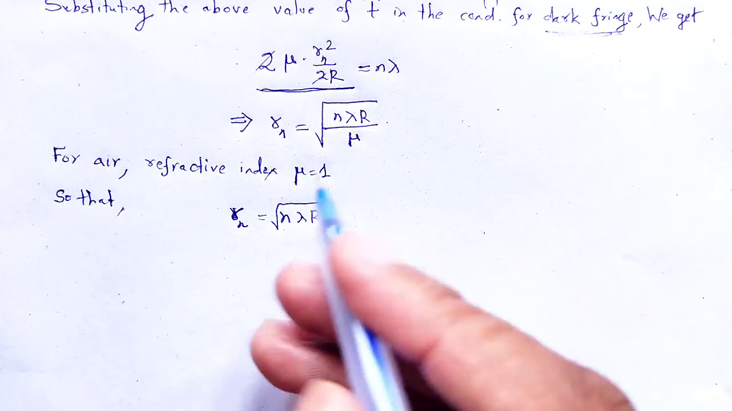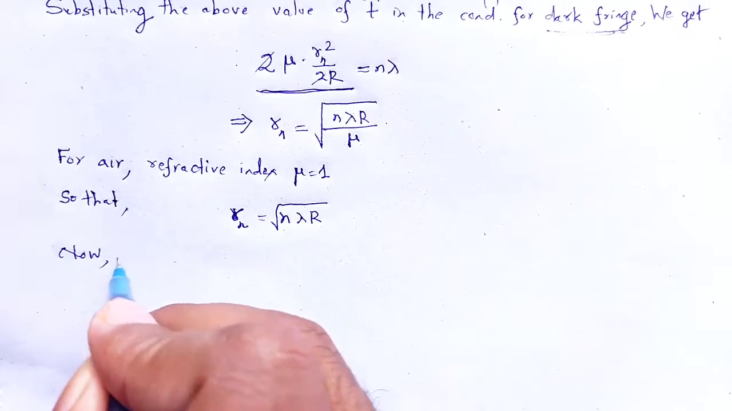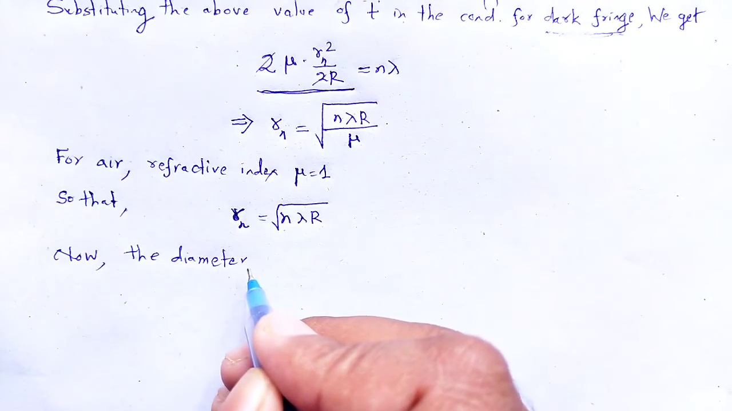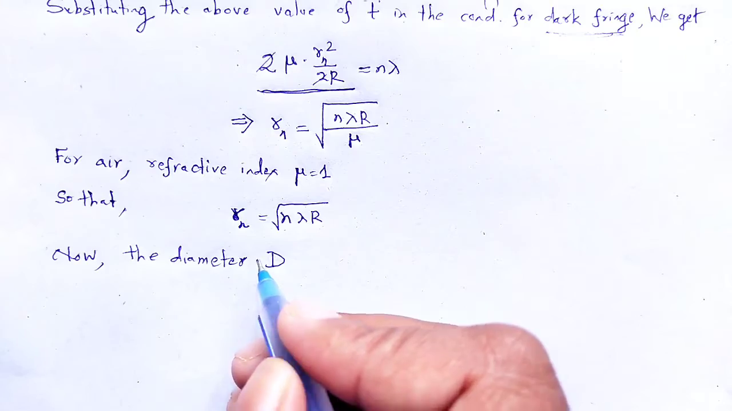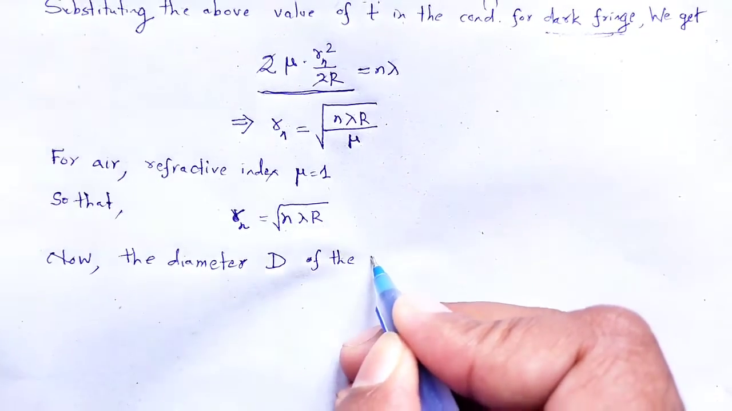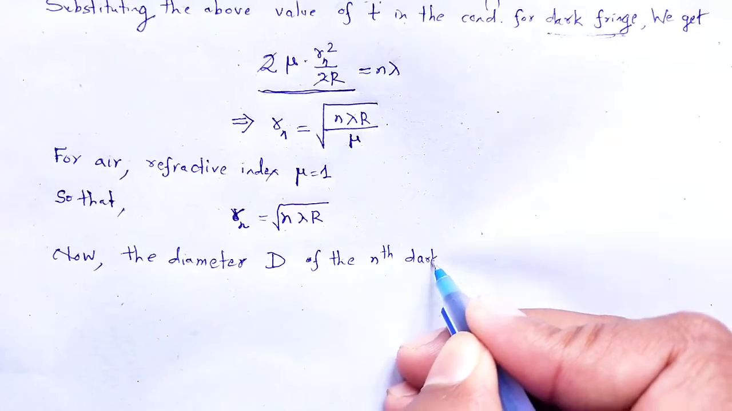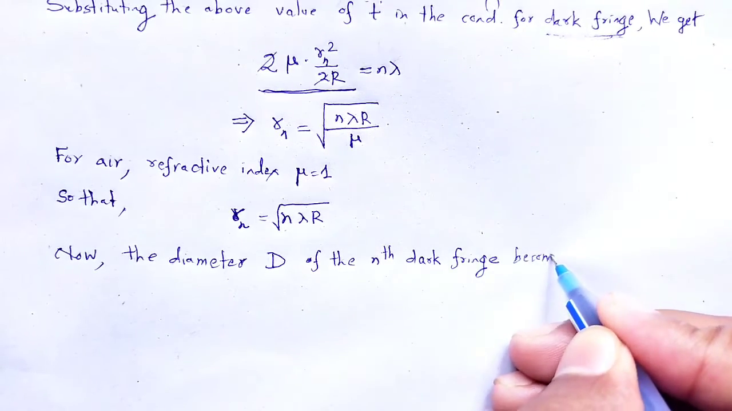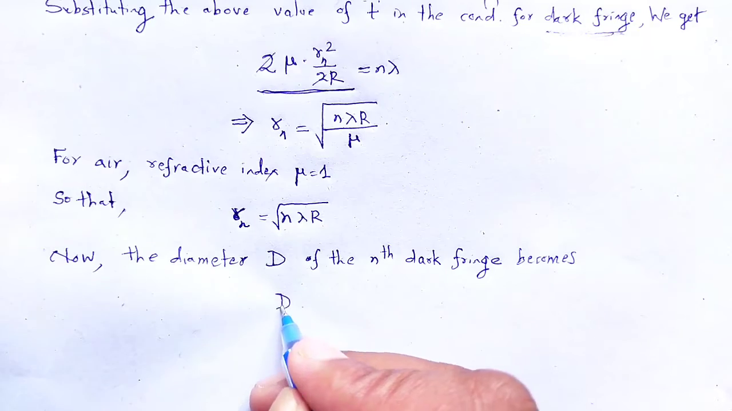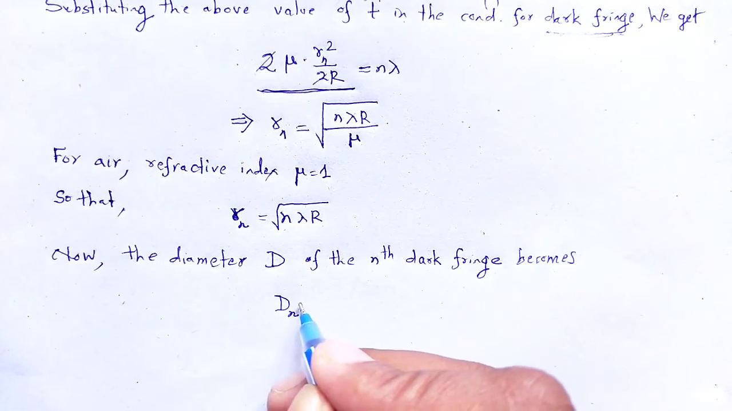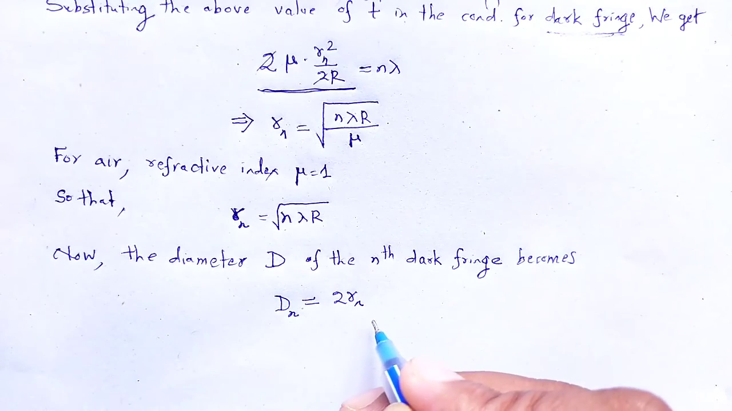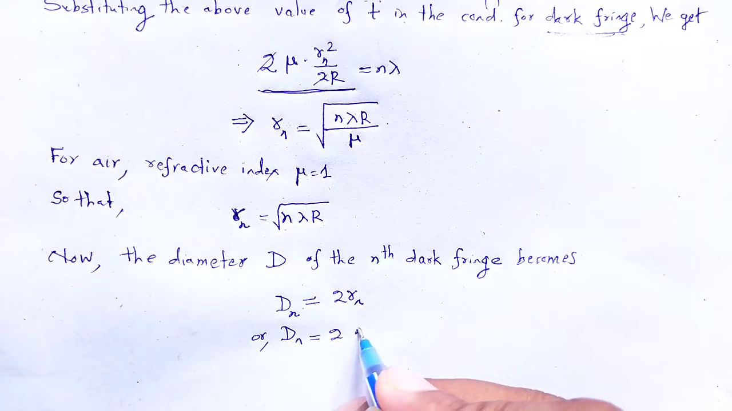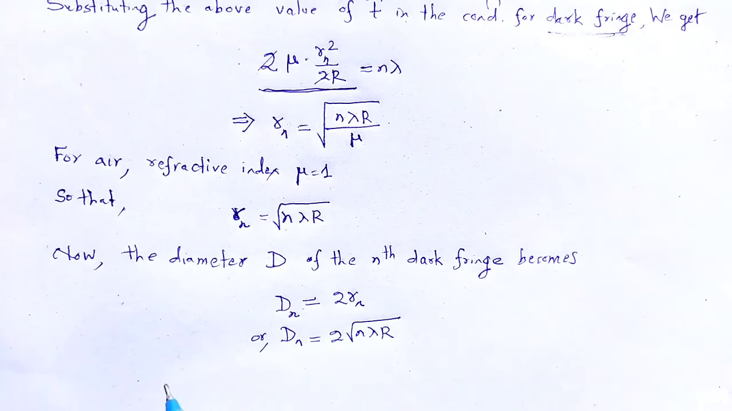Now what will be the diameter? The diameter, represented by d of the nth dark fringe, becomes 2 times the radius, so dn for the nth dark fringe is 2 times Rn, which is equal to dn, the diameter of the nth dark fringe, is equal to 2 under root of n lambda R.